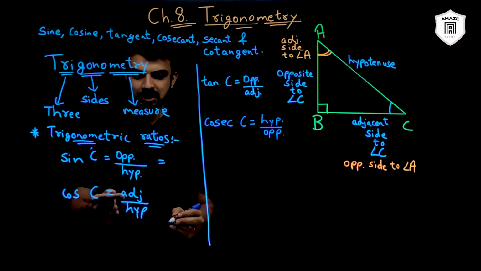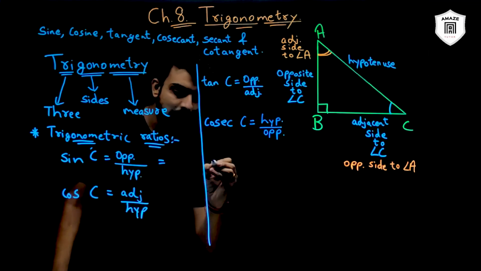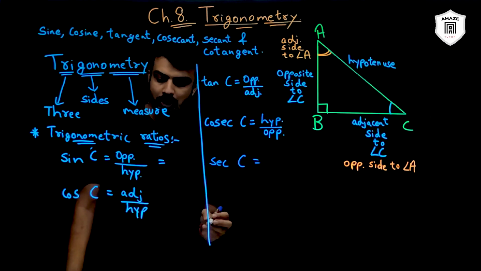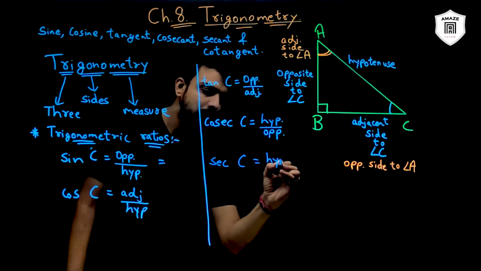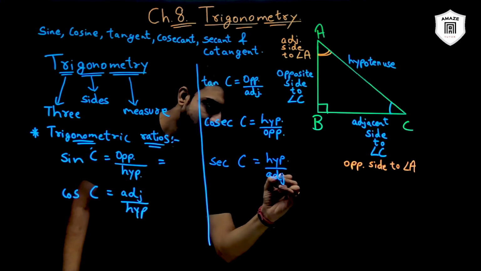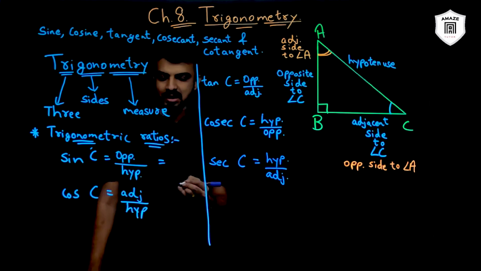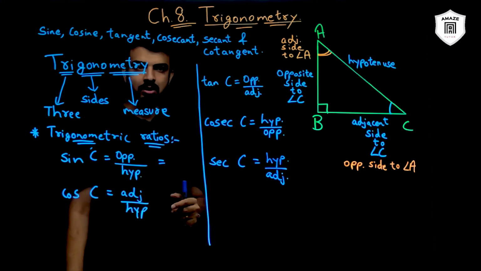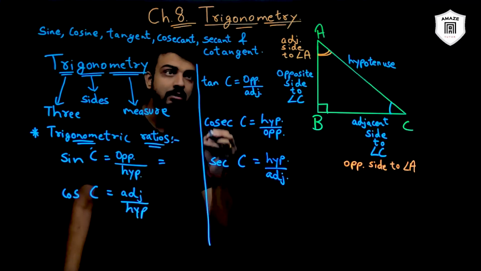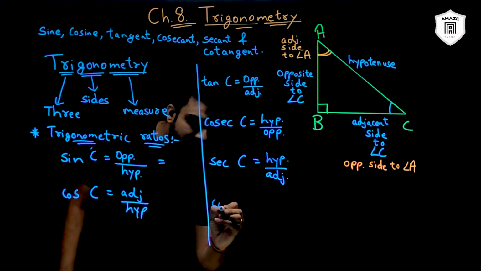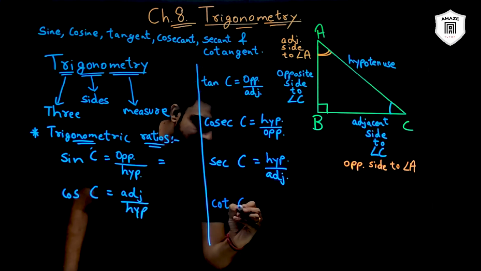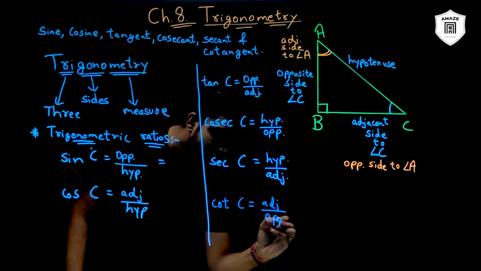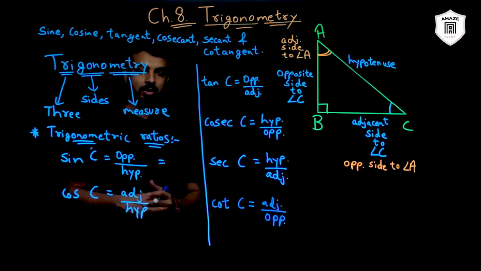Similarly, the reciprocal of cos C is secant, which is written in short as sec. So sec of angle C is equal to hypotenuse upon adjacent. And the last one, the reciprocal of tan, is adjacent upon opposite. That is cotangent, which in short is written as cot. Cot of angle C is adjacent upon opposite. Clear with this?